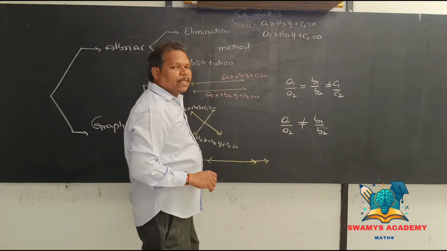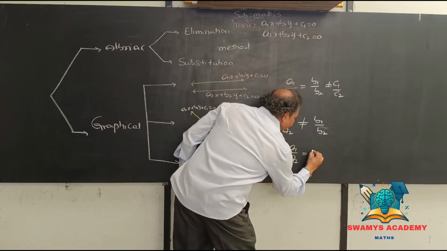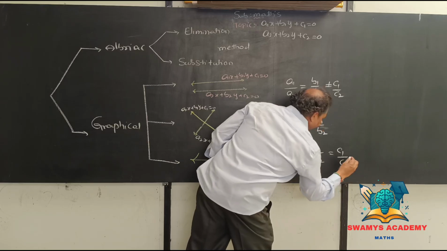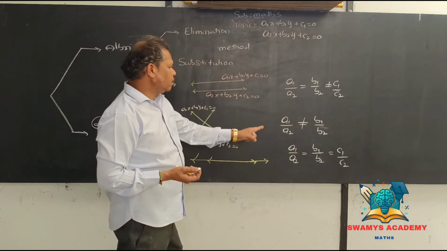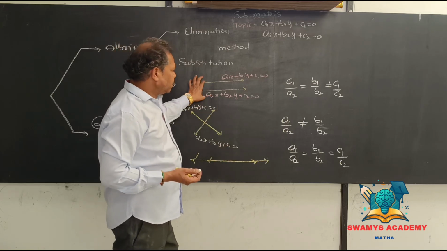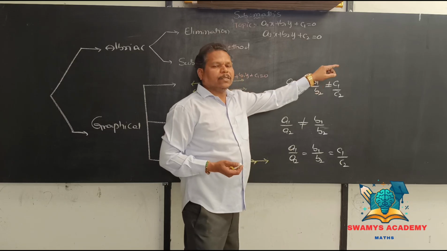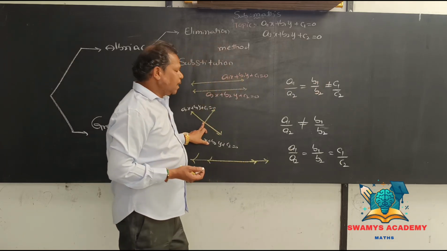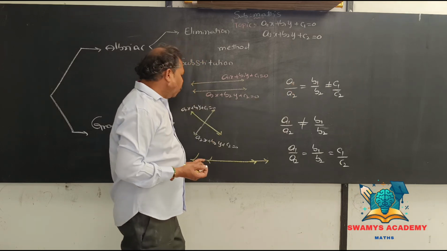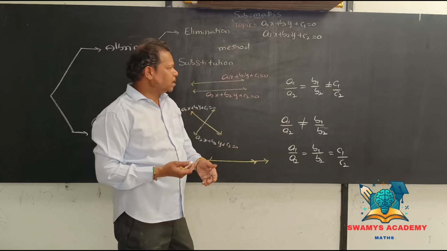For coincident lines, a1/a2 = b1/b2 = c1/c2. So parallel is a1/a2 = b1/b2 but not equal to c1/c2. Intersecting at one point means a1/a2 is not equal to b1/b2. Coincident means a1/a2 = b1/b2 = c1/c2.